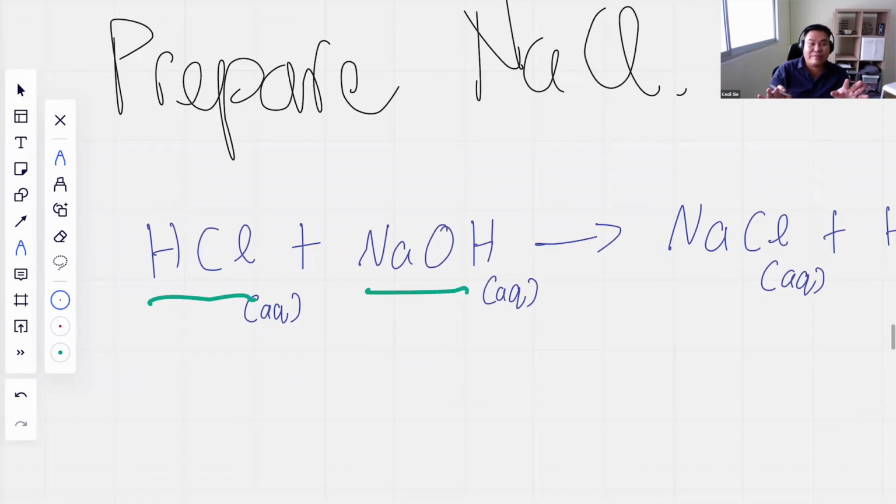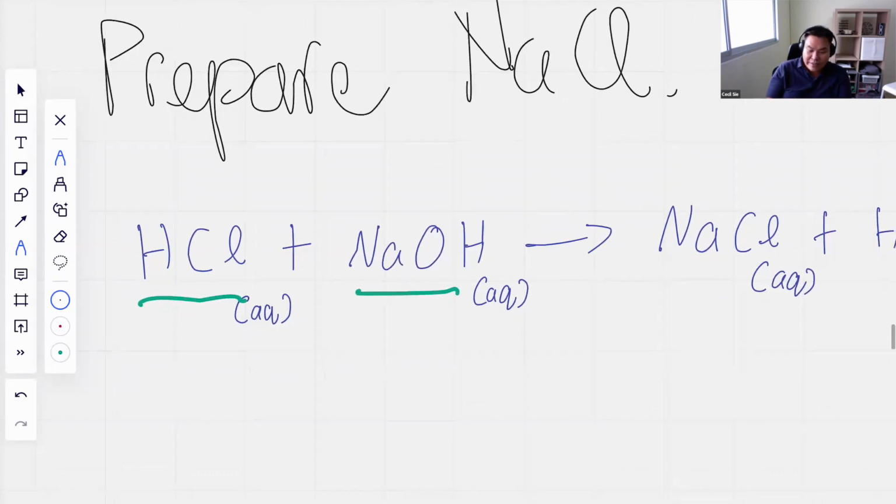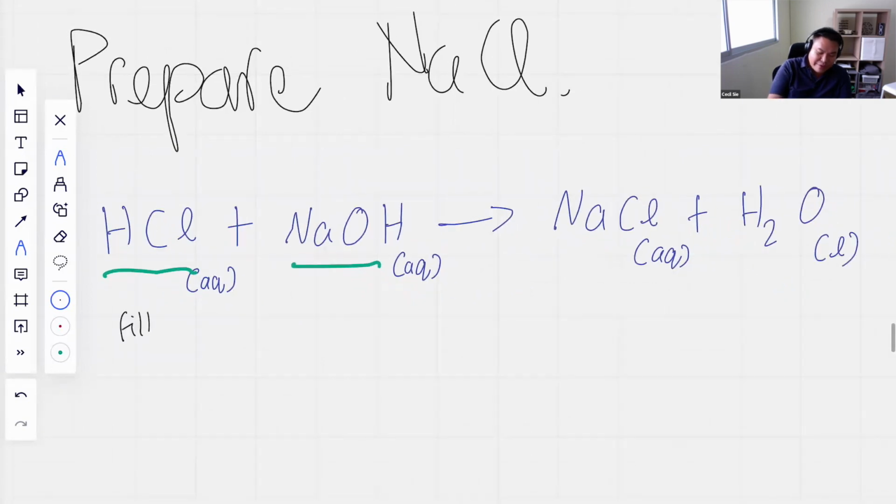It's different here. HCl and NaOH, both of them are aqueous. Whoever is in excess, this is filtrate. Whoever is in excess, you have a problem. If you have NaOH in excess, you're going to have a mixture of NaOH and NaCl. If it is HCl in excess, it's not a good one because you have a mixture of HCl and NaCl.